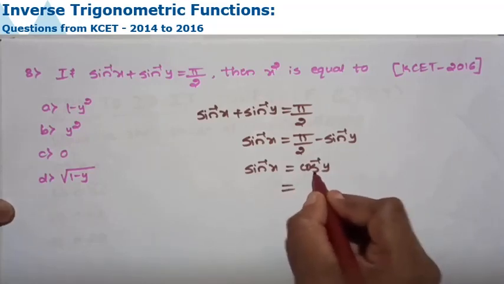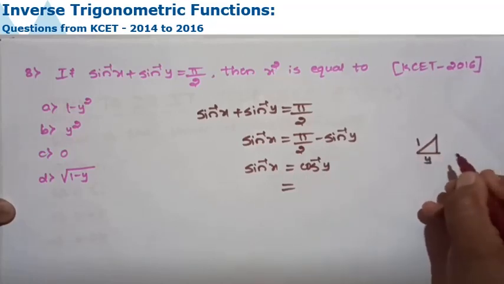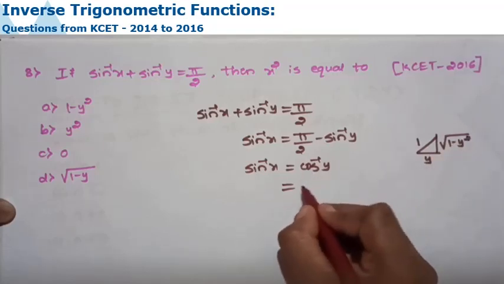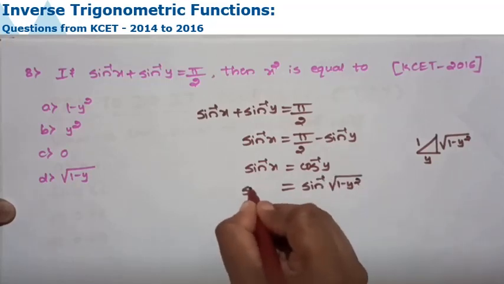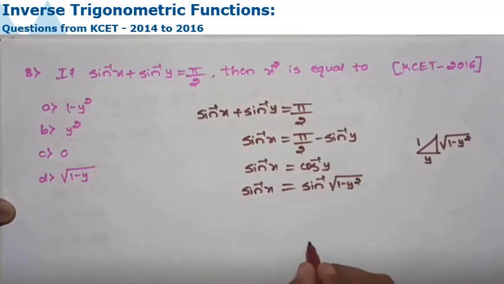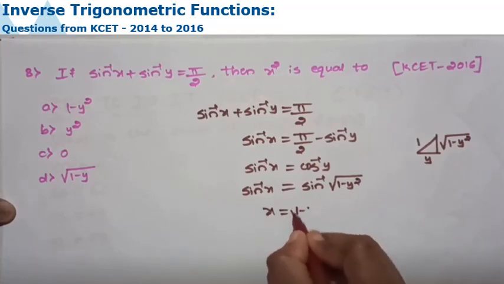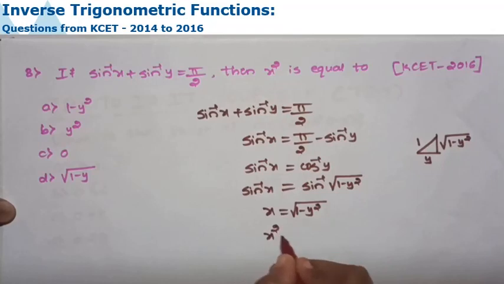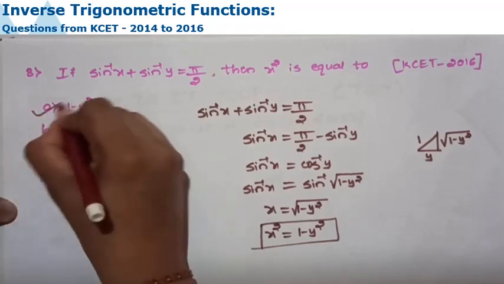Okay, so by considering a right angle triangle, I can convert this cos inverse y. Okay, y is the adjacent side, 1 is the hypotenuse, therefore the opposite side will be root of 1 minus y square. Therefore cos inverse y can be written as sin inverse root of 1 minus y square. Sin inverse x is equal to sin inverse root of 1 minus y square. Taking sin on both sides, I can get x is equal to root of 1 minus y square. They asked to find x square, squaring on both sides, so that we can get x square is equal to 1 minus y square. Okay, so option number A is correct.